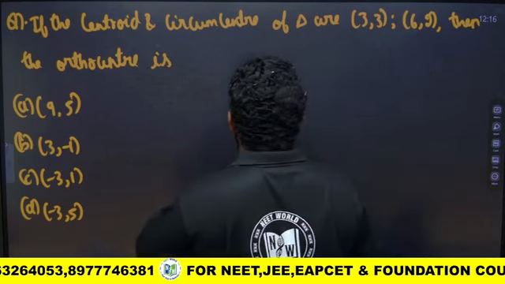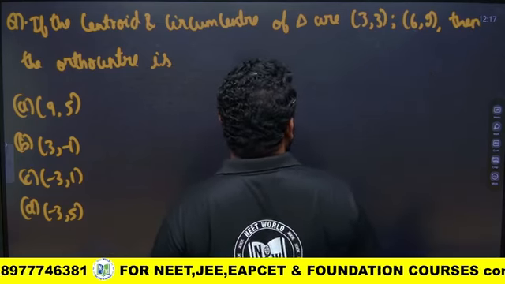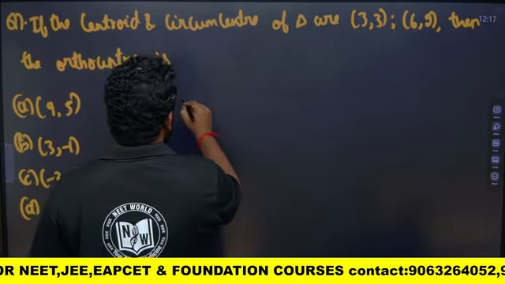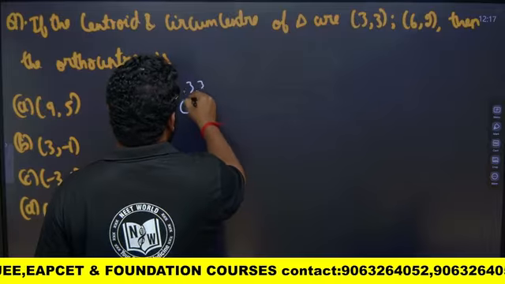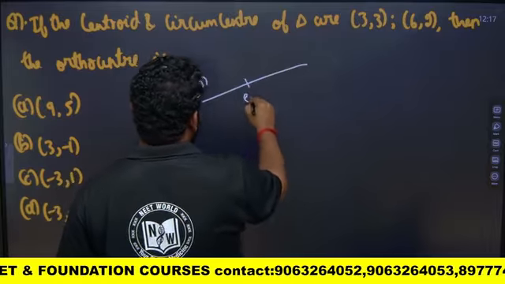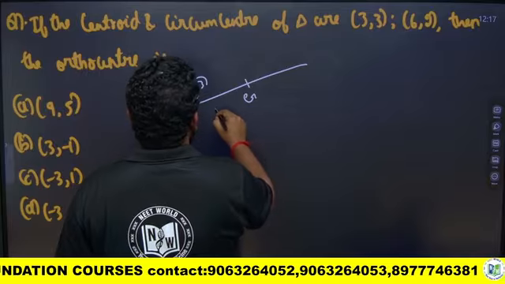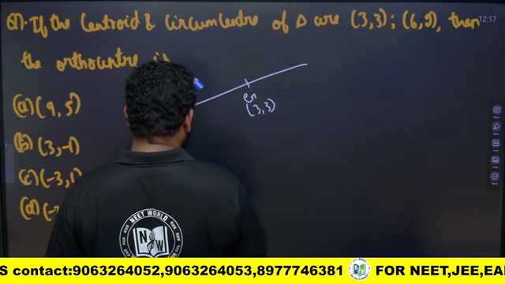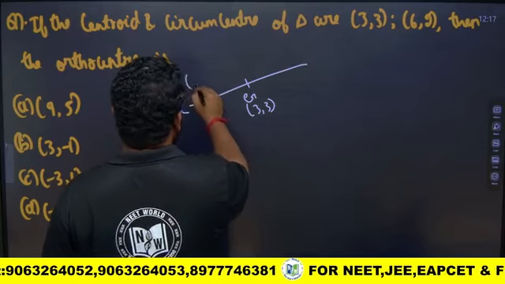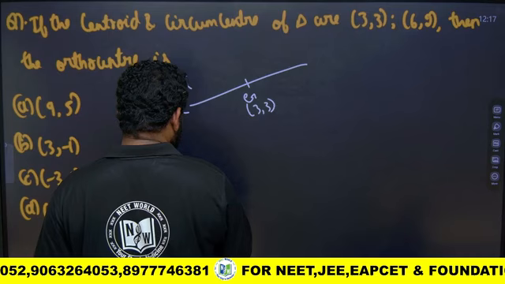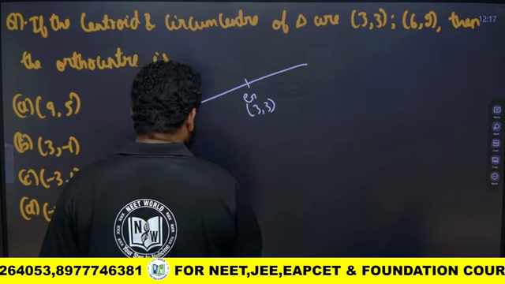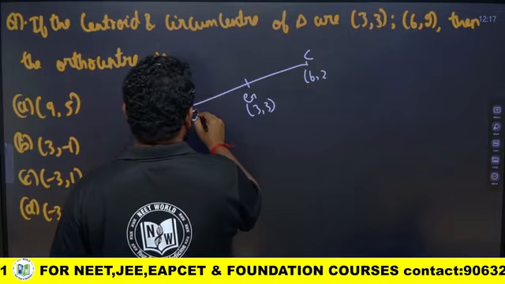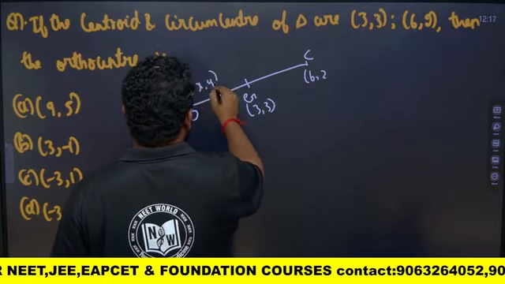If the centroid and circumcenter of a triangle are 3,3 and 6,2, then the orthocenter is? This is very simple. The centroid G is given as 3,3. The circumcenter is given as 6,2. The orthocenter we don't know, so let it be x,y. We have to find it out.